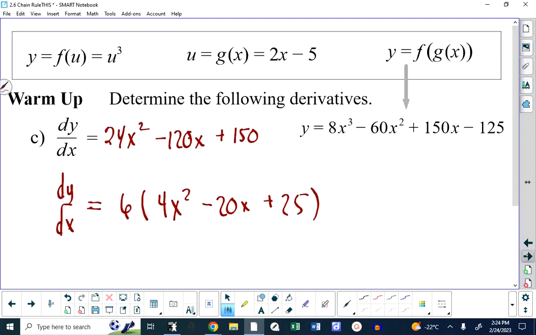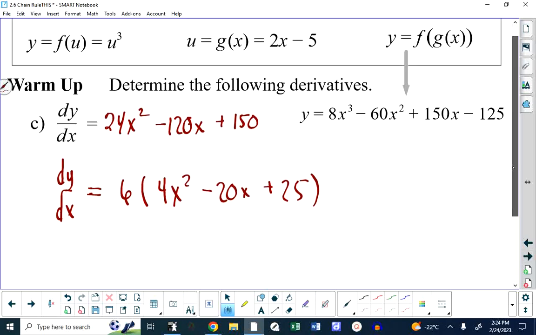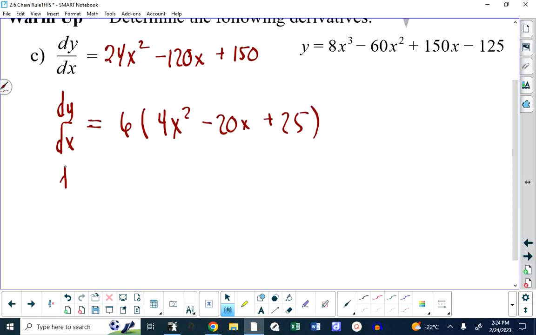And again, the lights are going to start to come on sporadically here in terms of what's going on with the derivatives. That means dy dx equals 6 multiplied by 2x minus 5 quantity squared.